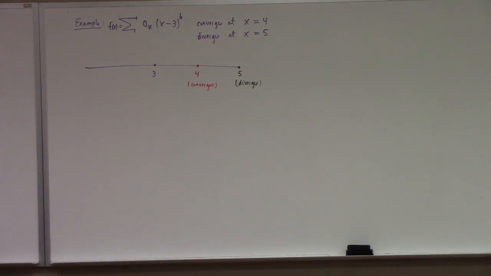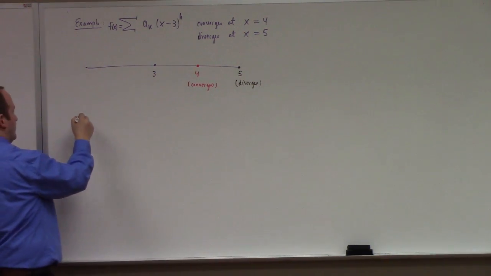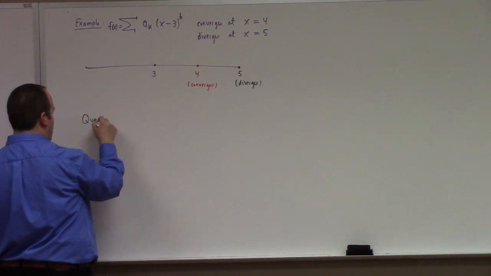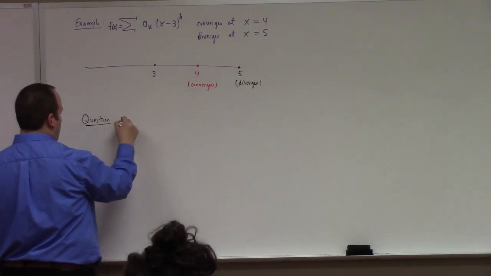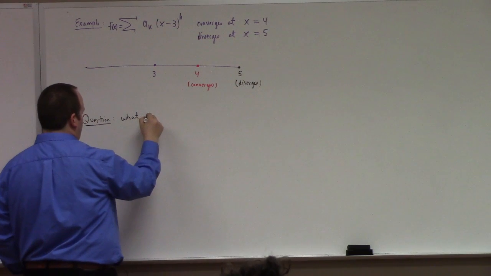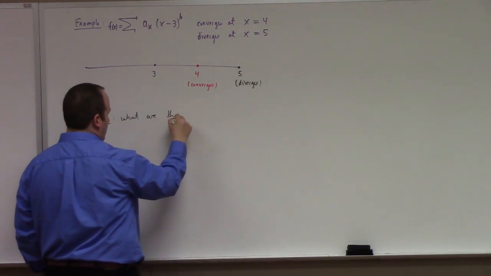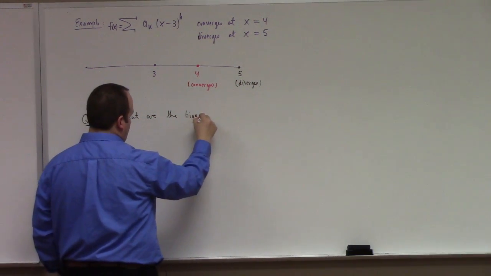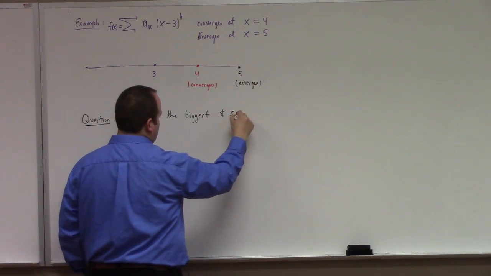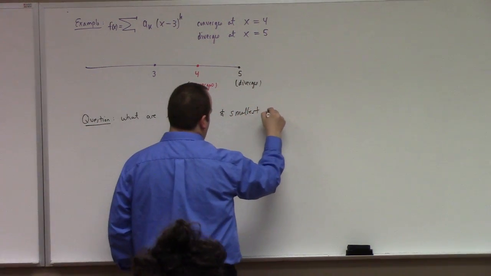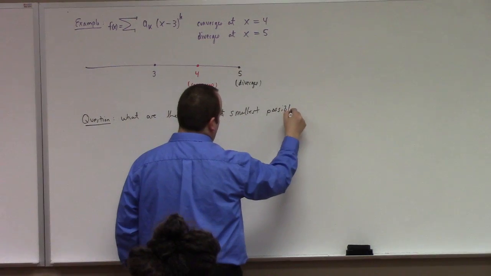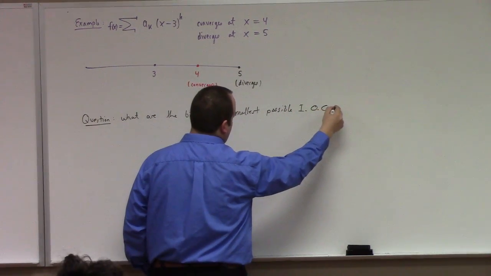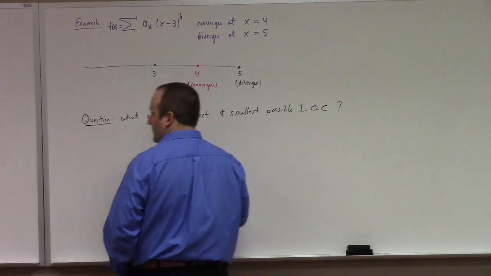So my question then is, what are the biggest and smallest possible IOCs for the given series, all right?